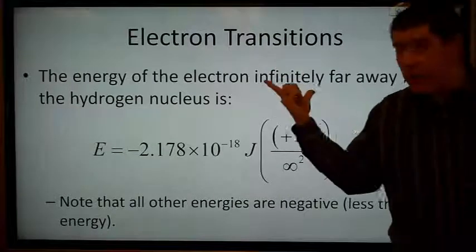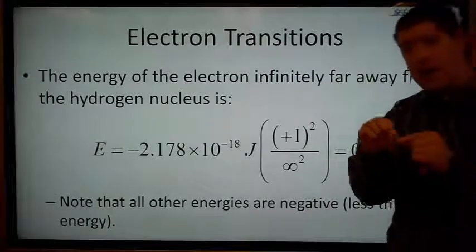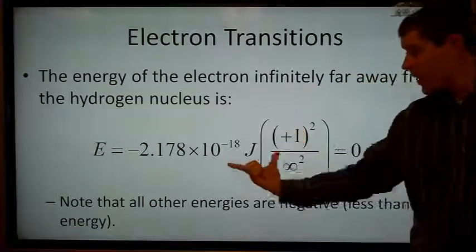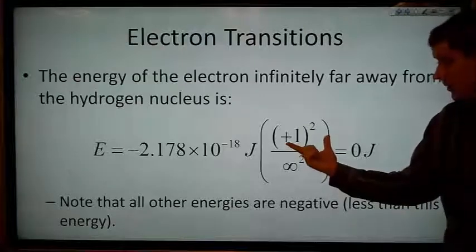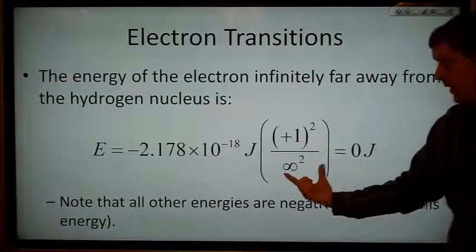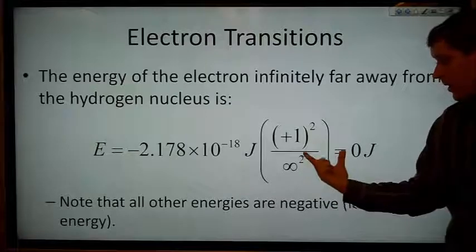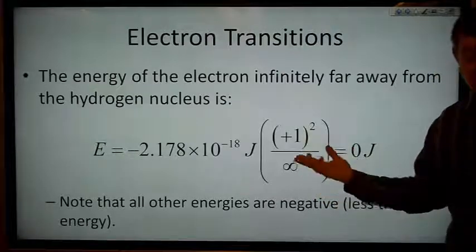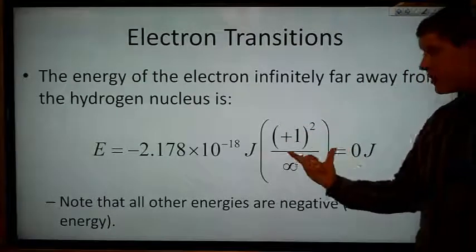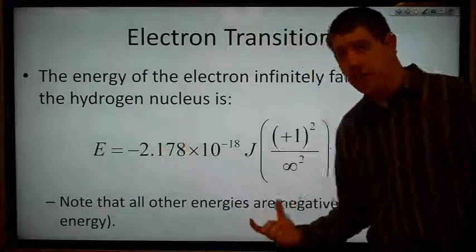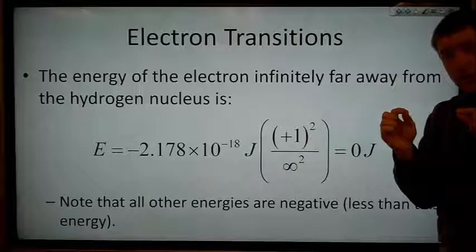Now, the energy of the electron that's infinitely far away from the hydrogen nucleus has basically an N value of infinite, which means that we have our energy value times the charge on the nucleus for hydrogen, plus 1 squared, divided by that N, which is here infinite, squared. So anything divided by infinity squared is 0. So this quantity becomes 0, which means the product becomes 0. The energy is 0. So the energy of our electron that's infinitely far away from the nucleus is 0.